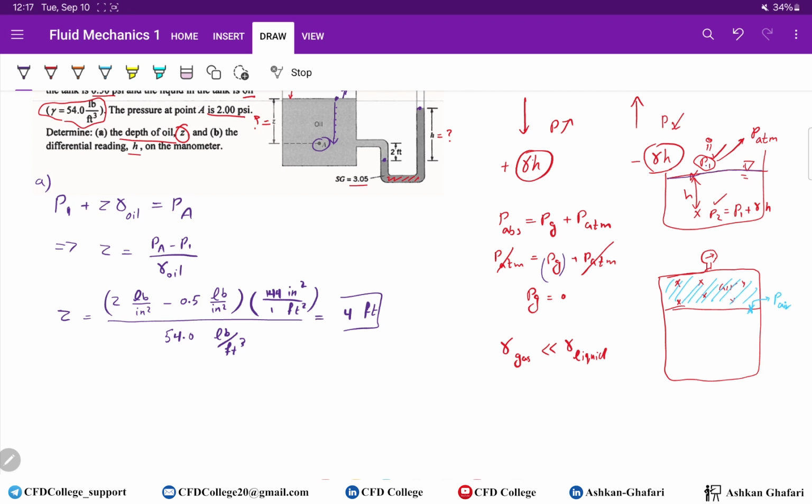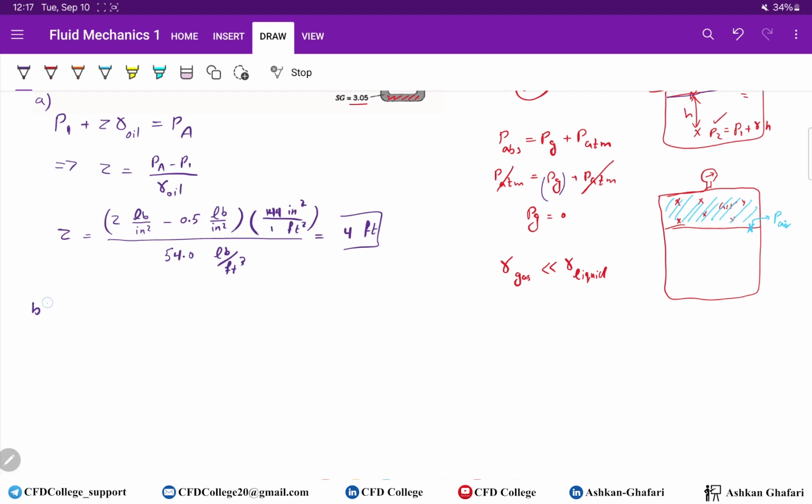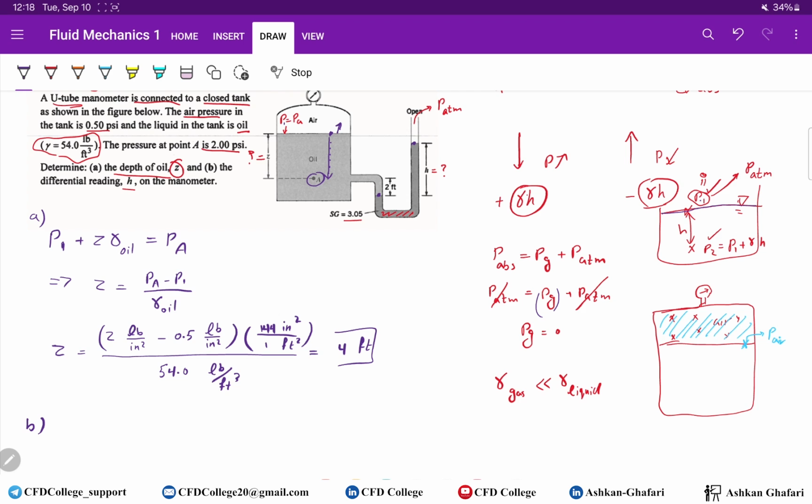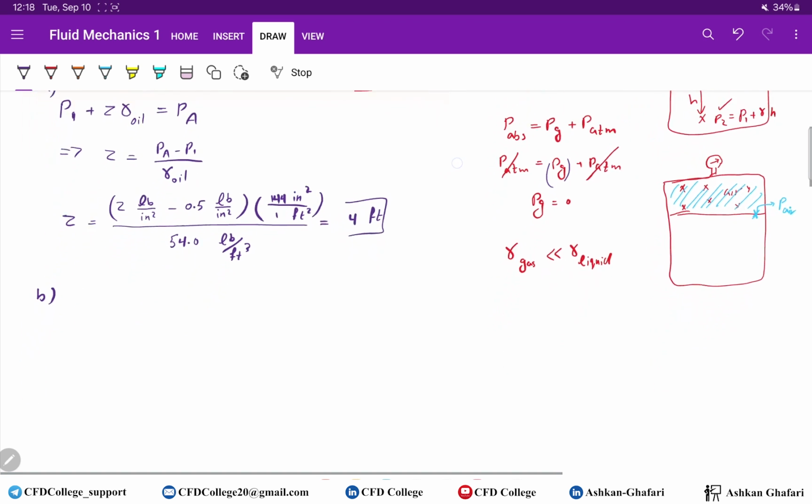This is part A. And for part B, we should find H. You can move from this point, point 1, up to this point, for example, point 2. Or you can start from point A and then move towards point 2. You can't start from point B, because you don't know the pressure at this point. So I prefer to go from point A up to point 2.